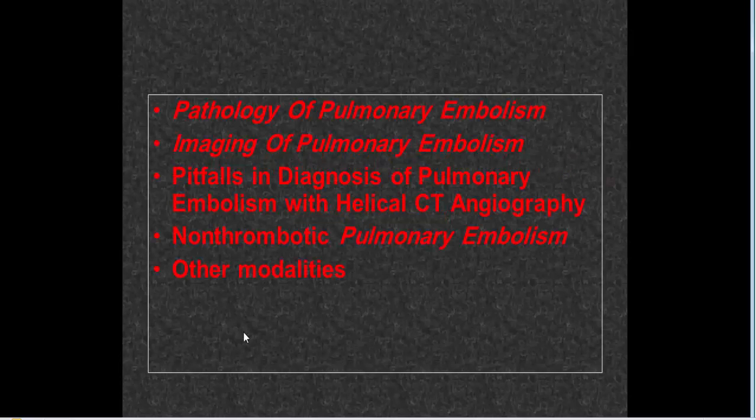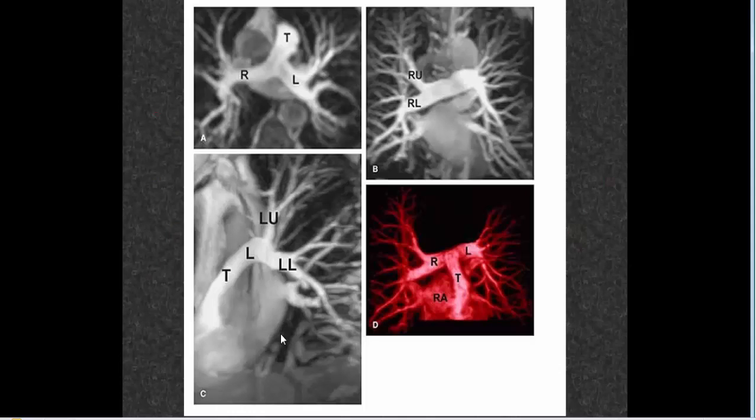Pulmonary embolism imaging. We talk about the pathology of pulmonary embolism, imaging of pulmonary embolism, different modalities, and pitfalls in diagnosis of pulmonary embolism with helical CT, multi-detector CT angiography, non-thrombotic pulmonary embolism, and other modalities. This image demonstrates angiography of the branches of the pulmonary artery.